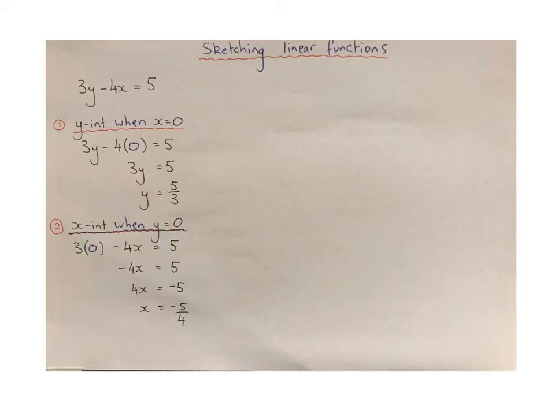Now the x-intercept is when y equals 0. So again, I'm going to substitute into my equation y equals 0 and then once again solve, and I get x is minus 5/4.